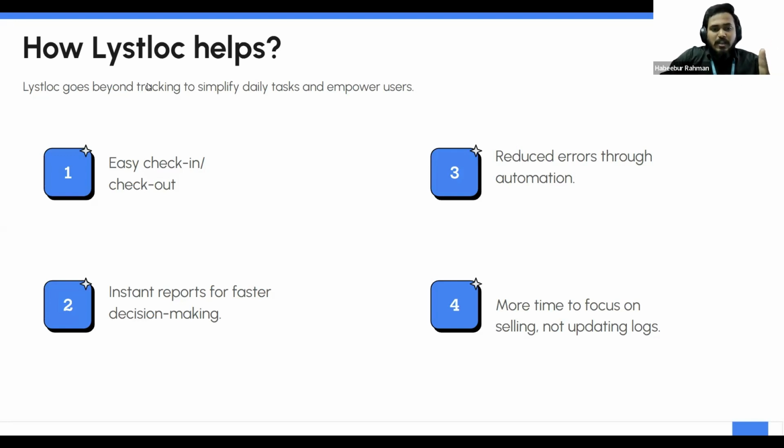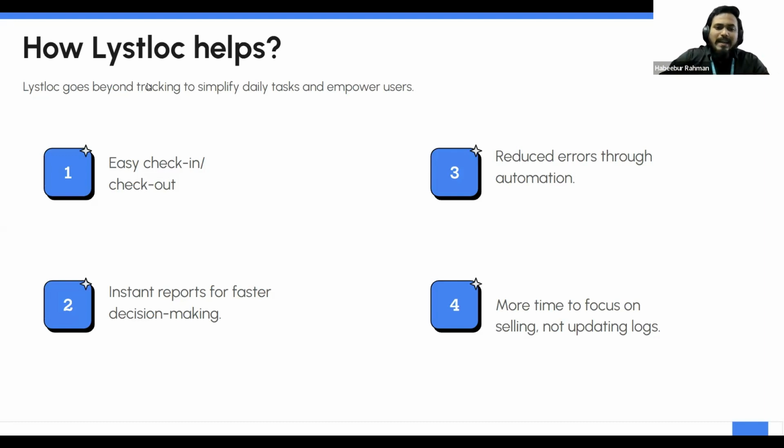Number one, check in and check out. In Listloc, it is made very simple. It's literally just one tap. This means with a single tap, your work day activity starts getting tracked automatically. There is no need to write down timings or send manual updates. When you check in, the system records your start of the day, and when you check out, it neatly closes your day with all the details captured. So this one small action ensures that your attendance, your travel, and your reports are all accurate and up to date without any extra effort from your side.